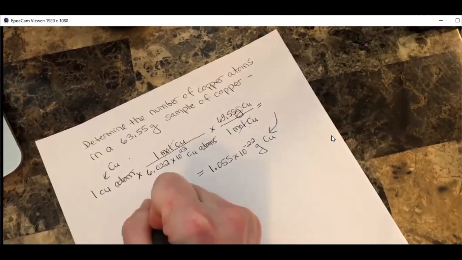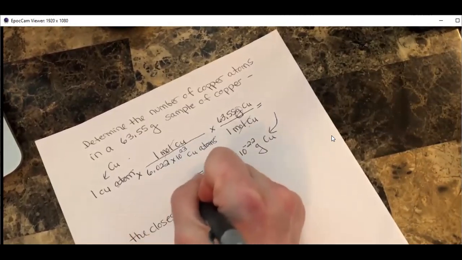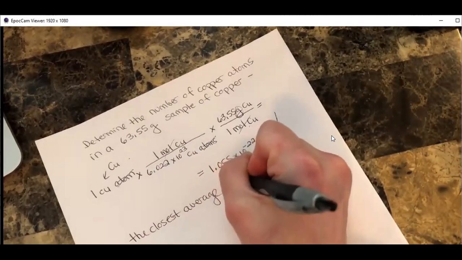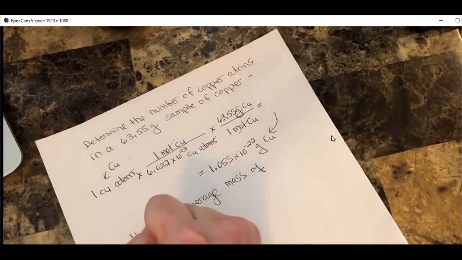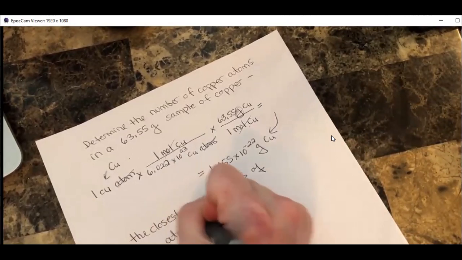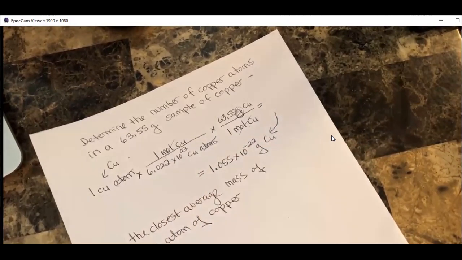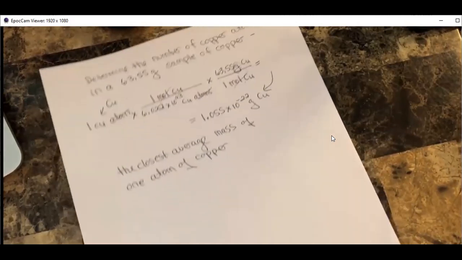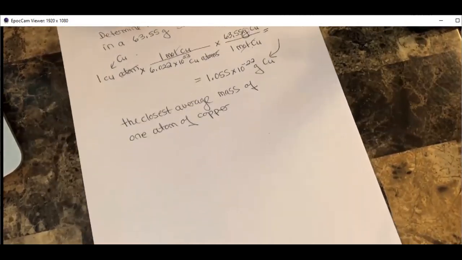This is the closest average mass of one atom of copper. Okay. Sorry, got to keep it on the page here. Okay, let's just look at one more, and then we're going to go on and we're going to work on calculating what's called molar mass, which is what's going to help you guys with your stoichiometry lab, figuring out how to get molar mass, and then we will actually be doing a separate video on the stuff from chapter 9.